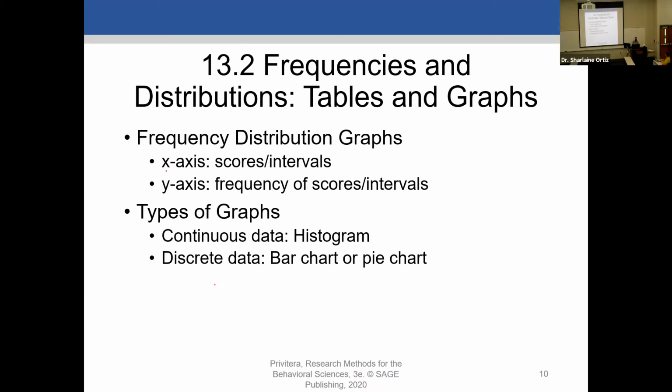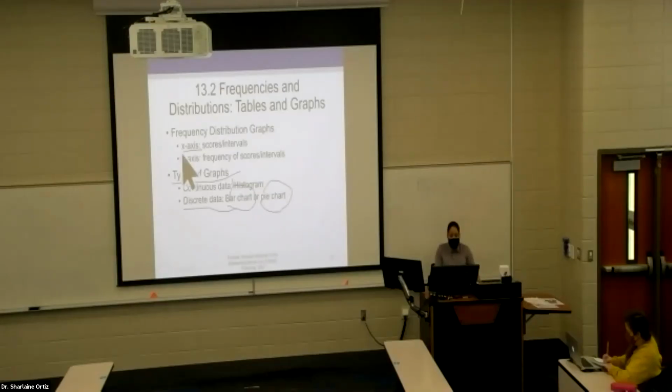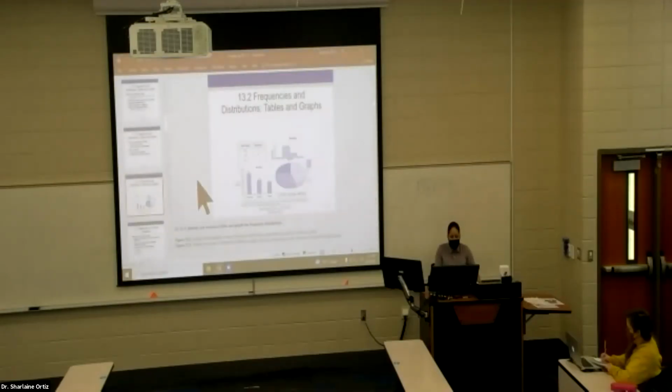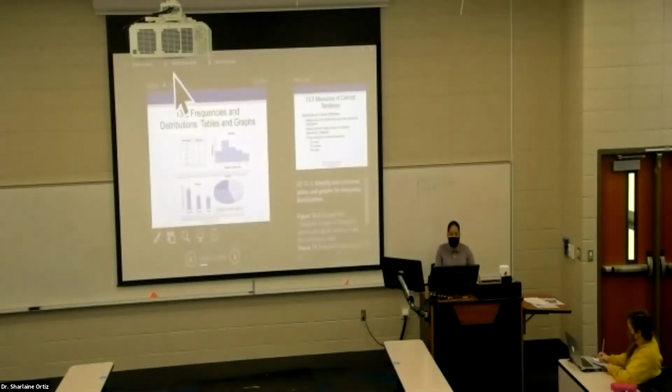Now, generally, we have multiple types of graphs. For example, we have a histogram. And for discrete data, we're going to utilize either a bar chart or a pie chart. I'm going to give you examples of both of these. Let's move here. A little bigger. There you go. All right.